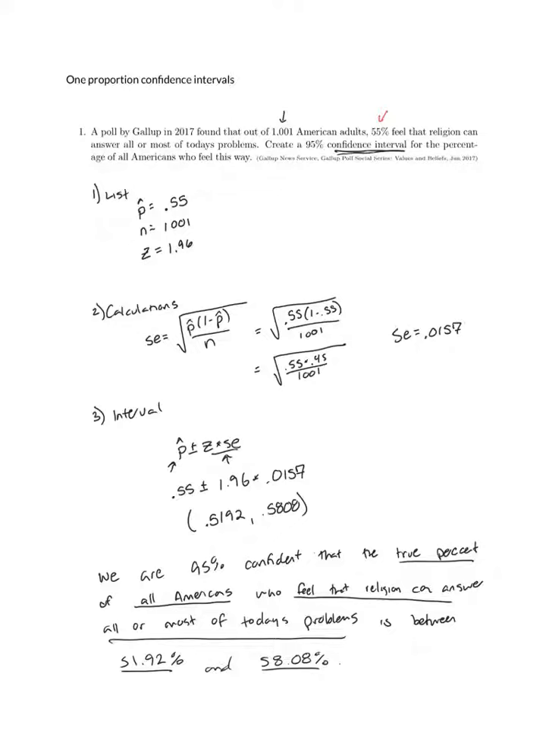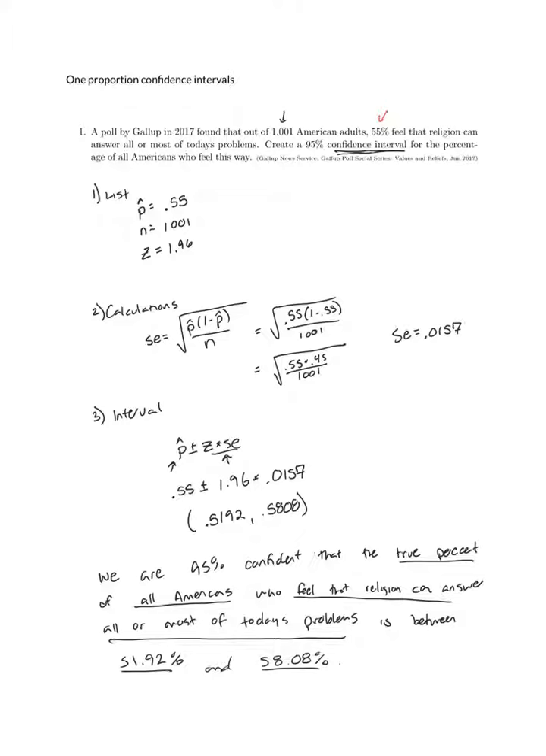So to summarize what we just did, we took the 1,001 people who were surveyed and we generalized and said, okay, based on this data, we're 95% confident that actually if you surveyed all Americans, the true percentage of people who'd feel this way would be somewhere between like 51 and 58%. We've made an interval inference based on a sample of only 1,000 people, which is pretty cool.